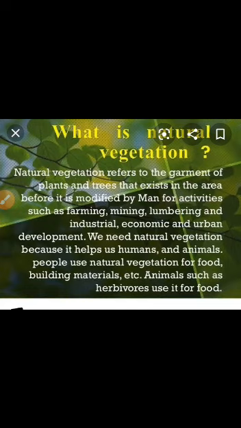Our country, India, is one of the 12 mega biodiversity countries of the world. With about 47,000 plant species, India occupies 10th place in the world and 4th in Asia in plant diversity.